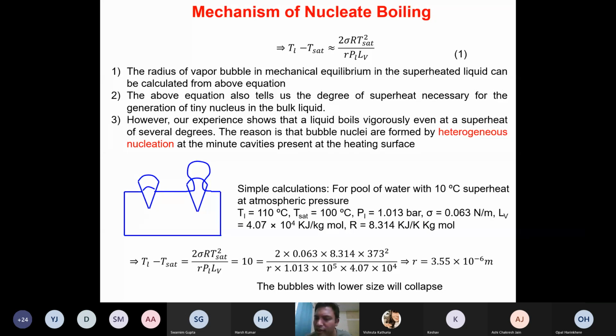Are you able to get it, what I'm trying to say here? Hello? Yes, sir, am I audible? Yes, sir. So only the bubbles above the size of 3.55 micrometer are going to be stable in this case. Okay.